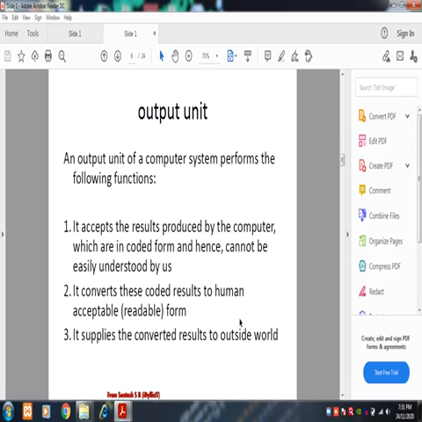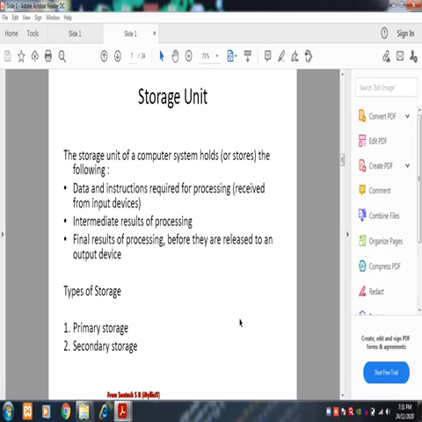So this is the output. Next is the storage unit. I already told you that there are two types of storage units available, primary storage and secondary storage. So first, what actually is the storage unit and what does it hold? It stores data and instructions required for processing.